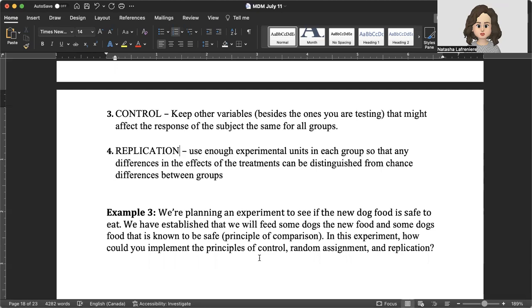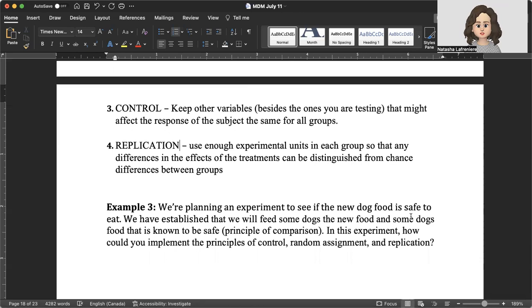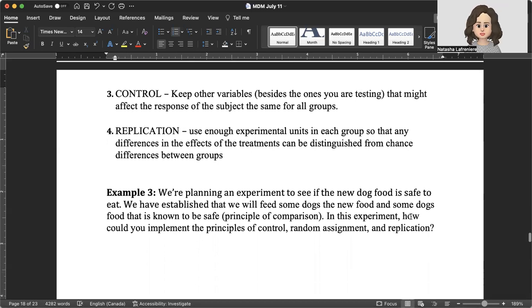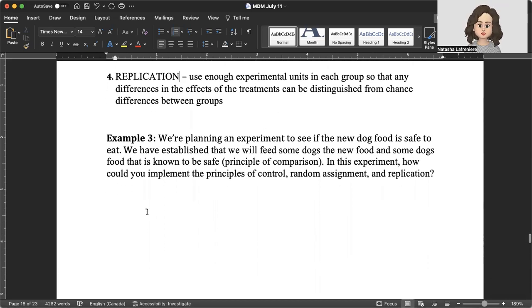Okay, so we have example 3. We're planning an experiment to see if the new dog food is safe to eat. We have established that we will feed some dogs the new food and some dogs food that is known to be safe. So that's the principle of comparison. In this experiment, how could you implement the principles of control, random assignment, and replication? So for control, we could control the portion sizes.